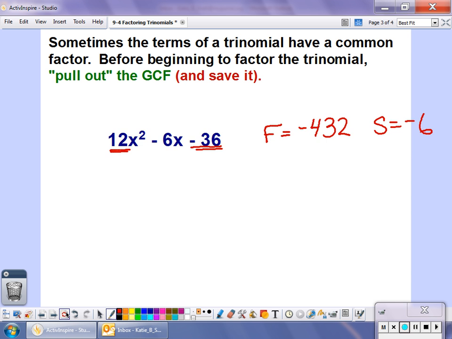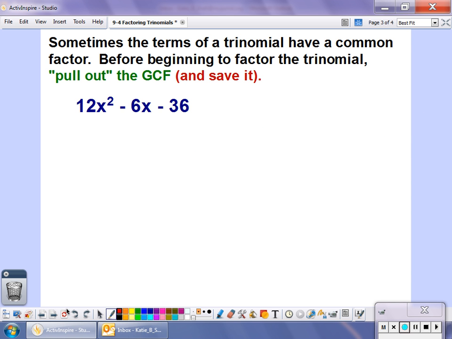So before I just jump right in and start factoring, what I want to think about is, does this problem have a GCF? And when I look at this, I can see that yes, in fact, it does have a GCF. It is a GCF of 6. So what I can do is take that GCF and pull it outside of this problem to make it a little bit easier for me.